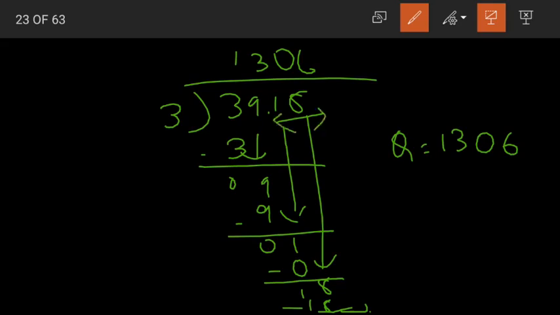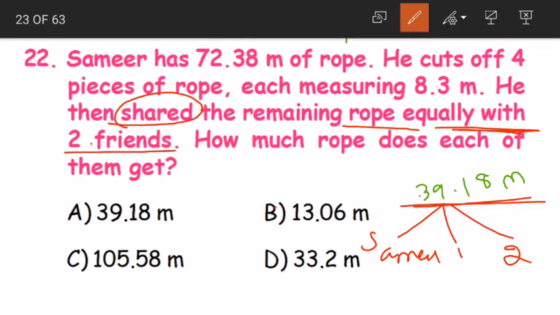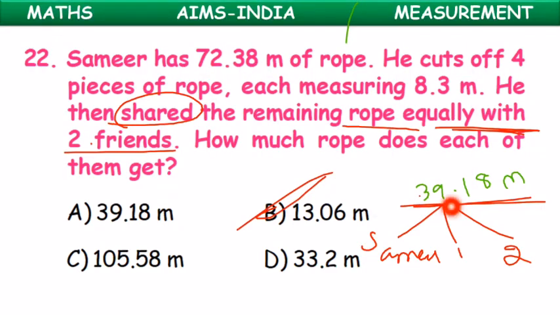Again here in the divisor, the decimal point is after 2 digits from the right. So we'll place the decimal point even in the quotient after 2 digits from the right. So our answer is 13.06 meters. This is the length of rope that each of them gets at the end.